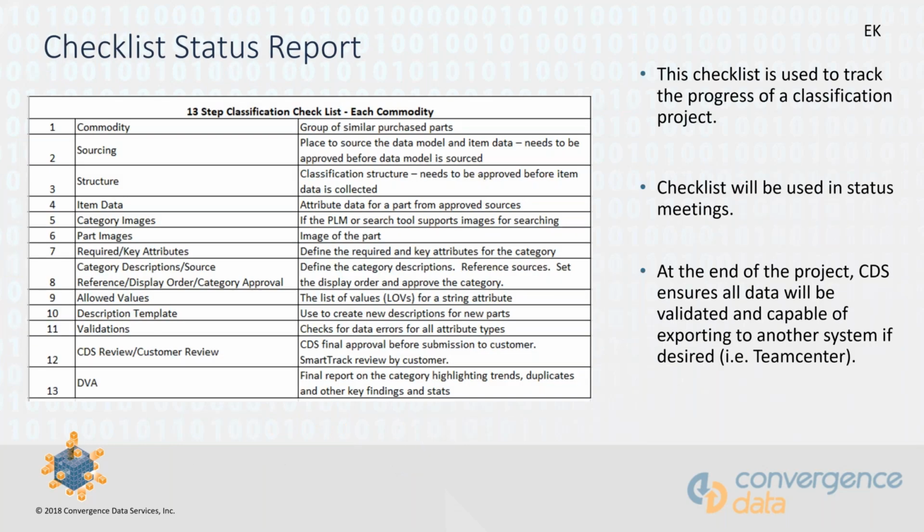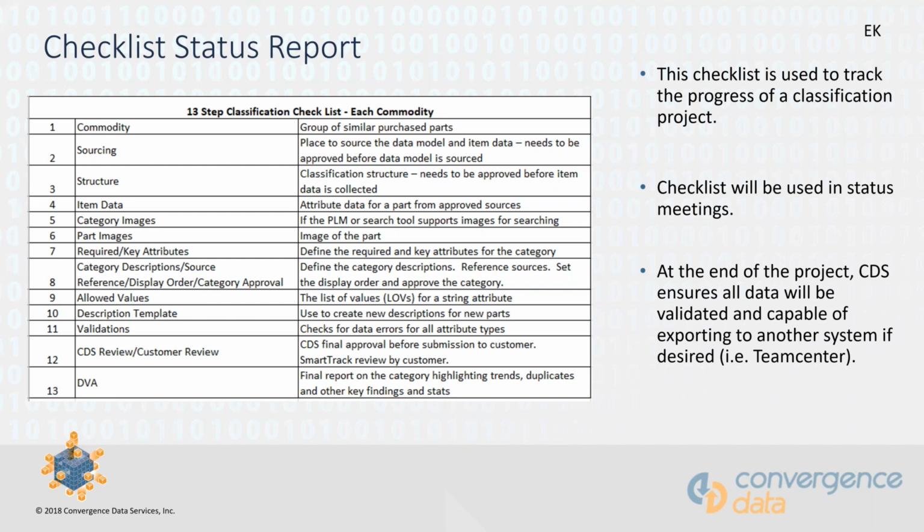So this is a 13-step classification checklist, and this is what we like to use on our projects as we kick off a project with our data services team. There are a few important things to note here. This is an all-inclusive list, but I'll note a few of them, just for the purposes of not getting into too much detail. The first item is that we typically like to work out of a group of similar purchase parts, working by commodity groups. It helps us work a little more efficiently and productively.